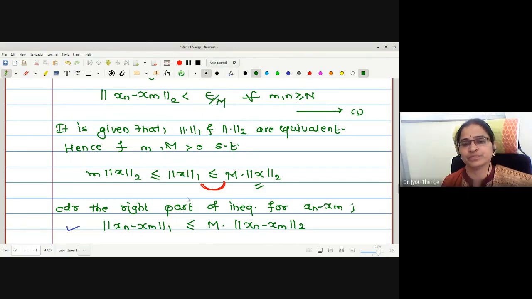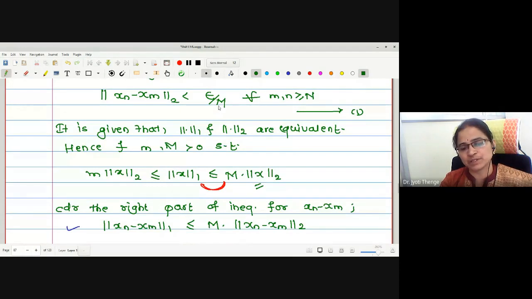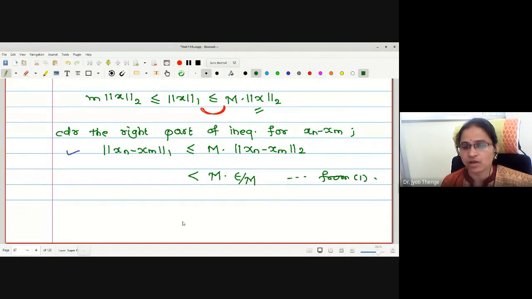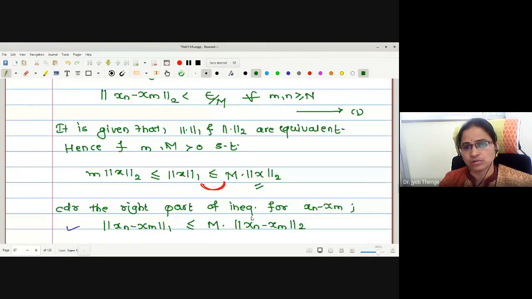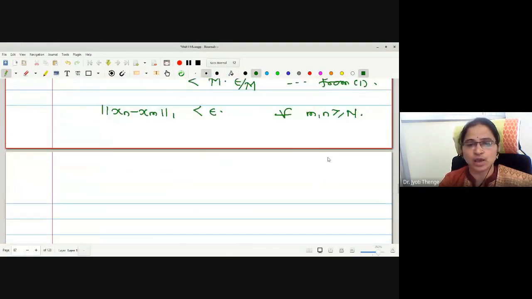Epsilon upon M. Okay. See, I am not forgetting what change I am doing. I am purposefully telling you the adjustment. Therefore, here what can I write? This is M into something strictly less than M into epsilon upon M. The reason is from statement number 1. Therefore, what we were getting? Strictly less than epsilon. Norm 1 of xn minus xm is less than epsilon. That is true for m, n greater than or equal to capital N. Right now? Because this statement is true for m, n greater than or equal to N.